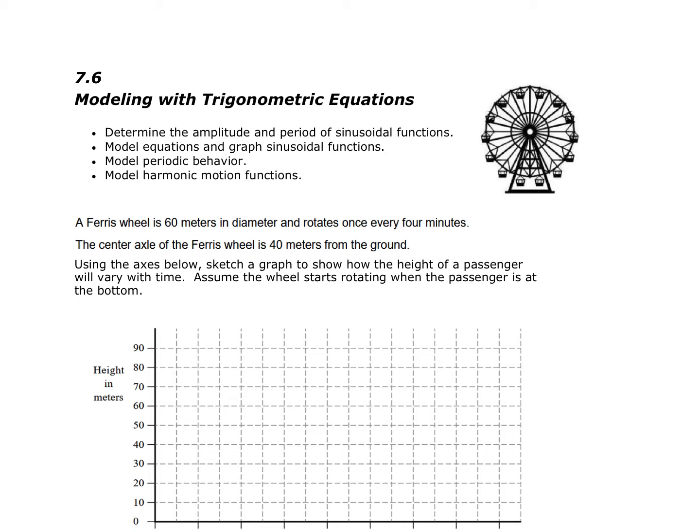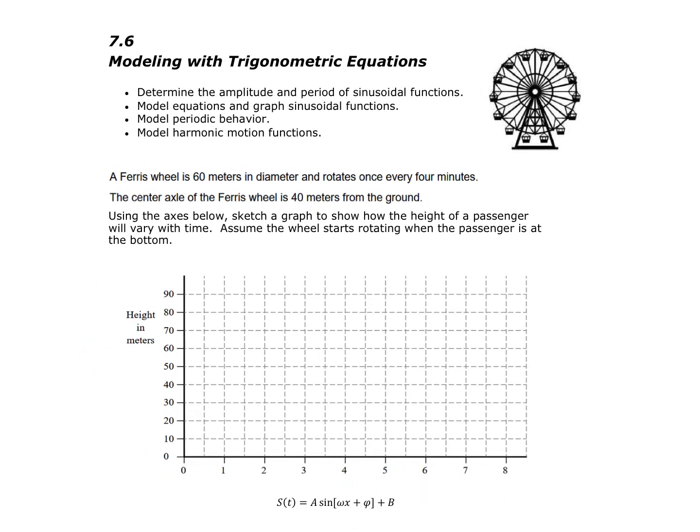Let's take a look at our first example here. We have this Ferris wheel that has a diameter of 60 meters and rotates once every 4 minutes. So first of all, this tells us that our period is equal to 4. So right out of the gate, we already know what omega is if we were asked to write this as a sinusoidal function. The center of axes is 40 meters above ground.